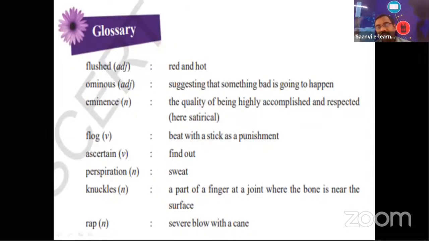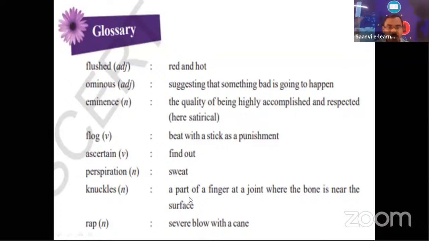Ascertain. Ascertain means find out. I need to ascertain whether you are telling true or false. So ascertain means to find out. I want to find out. I want to ascertain. Perspiration: sweat. Knuckles: this part of the hand, this joint, a part of a finger at a joint where the bone is near the surface.